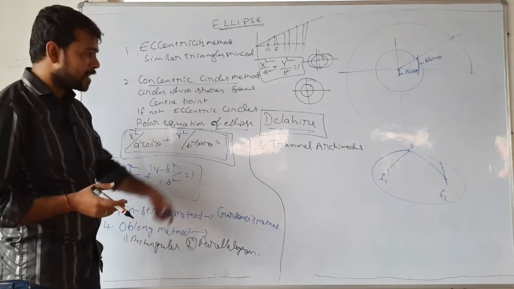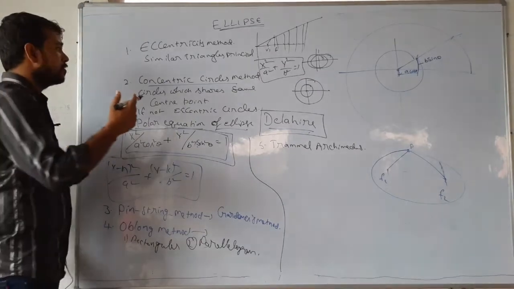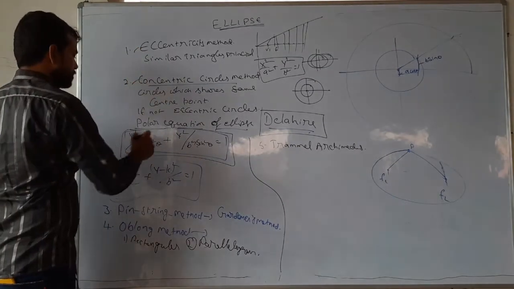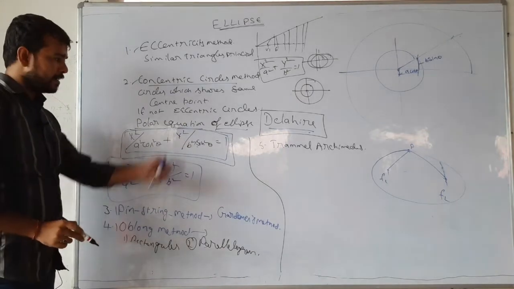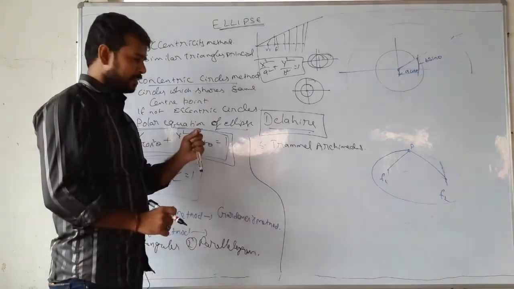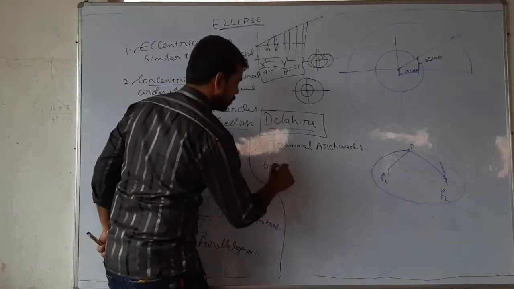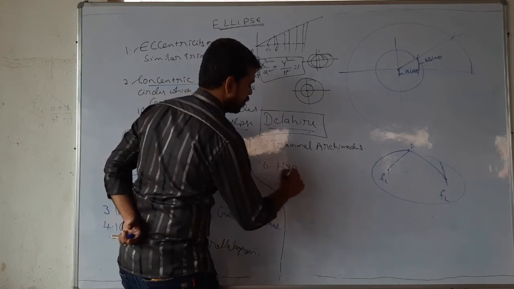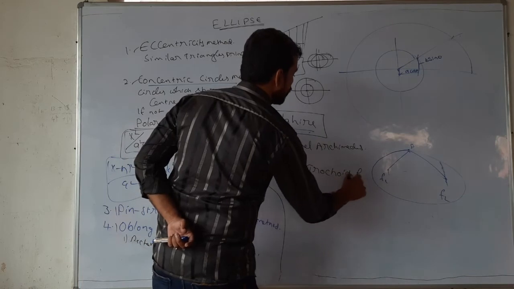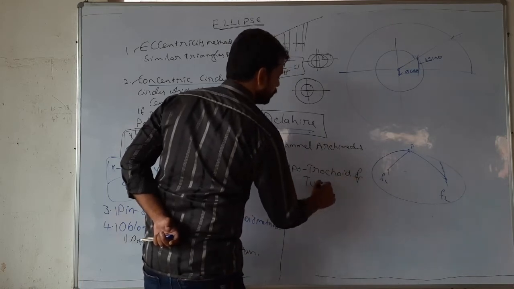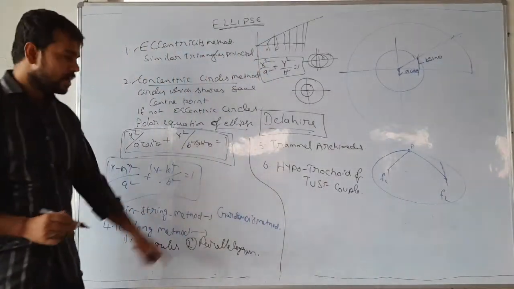Apart from the Trammell method, are there any other kinds of ellipse methods? Can you tell me? Eccentricity is there, concentric circles is there, pin string method is there, oblong method is there, and Trammell's Archimedes principle is there. There is one very important method, that is called the hypotrochoid of 2C couple. Okay, what is this?